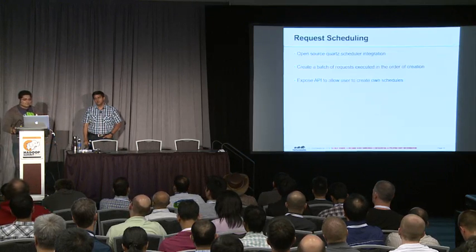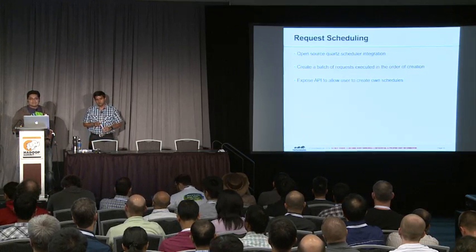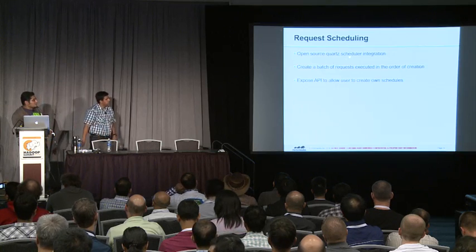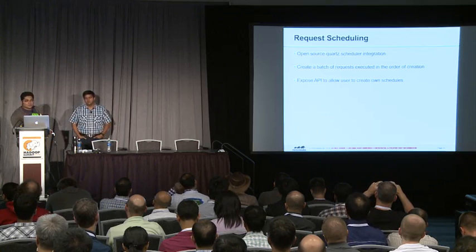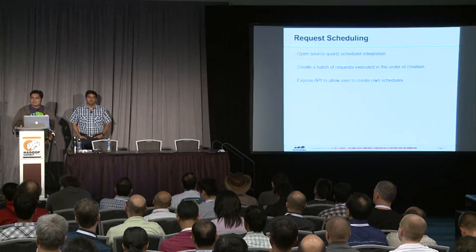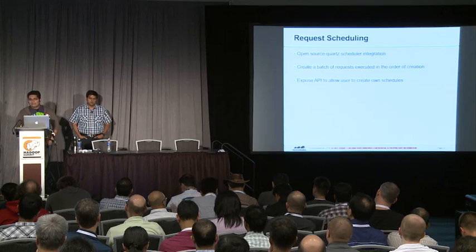All right, so let's look at some of the features that were demonstrated in the video and are a part of the Ambari 1.6.0 release. We have integrated Ambari with the open source Quartz scheduler and exposed the API, so that if you are an API user, you can do a lot of crazy things with it. Essentially, you can create a batch of requests and give it to the server to execute at some scheduled time in the future.